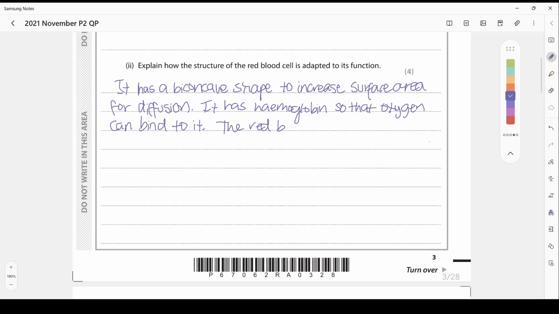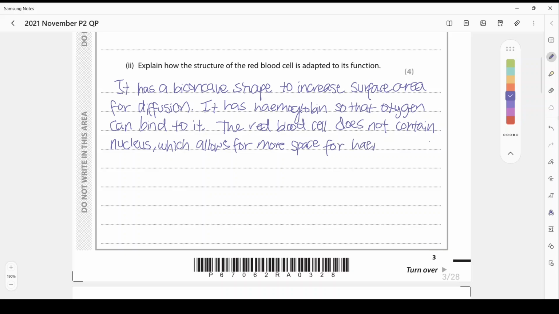The red cell does not contain nucleus, which allows for more space for hemoglobin. So those are 3 marks so far. Let's just go over them. I know it's 4 marks, but let's go over them first.